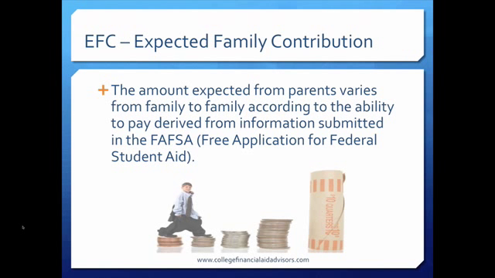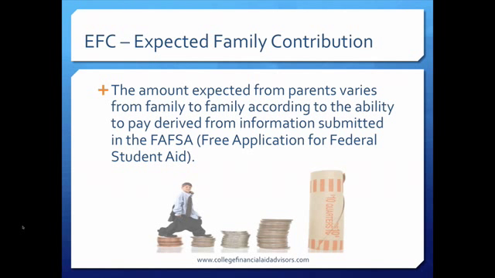So reviewing the EFC, or what we said before, the expected family contribution, it's the amount expected from parents. It varies from family to family according to the ability to pay, derived from the information submitted in the Free Application for Federal Student Aid. So this amount is a formula. There's a federal formula which considers a lot of different variables, like where you live, how many people are in your house, how many people are going to college, the oldest parent, highest level of education.